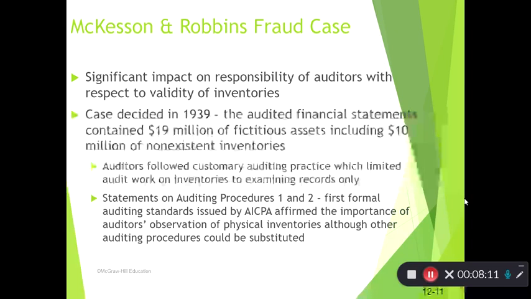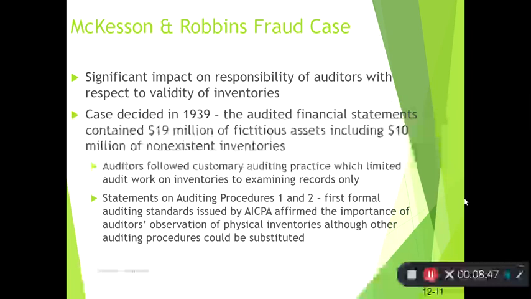And looking at one case from the history of the U.S., McKesson and Robbins was a significant fraud case back in the 30s. And obviously, these are small numbers today, but 80-something years ago, having $10 million in non-existent inventories was a pretty large amount. And just looking at, they had 19 million in fictitious assets as well. So these were substantial numbers back then, and it kind of caught the public off guard.